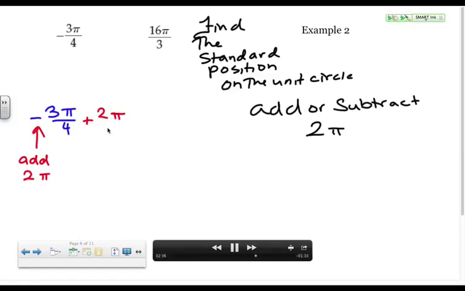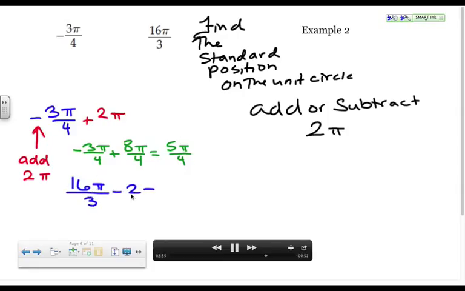Fractions by hand are a little difficult. So we're going to change this 2 pi to 8 pi over 4. And you know when you add fractions, you don't do anything with the denominator. We do just the numerators. So 8 and negative 3 is 5. So we get 5 pi over 4. This is a standard position on the unit circle. And you should know that by now.